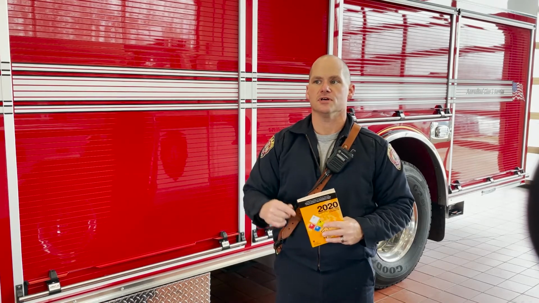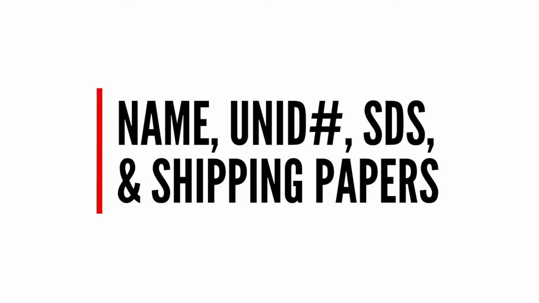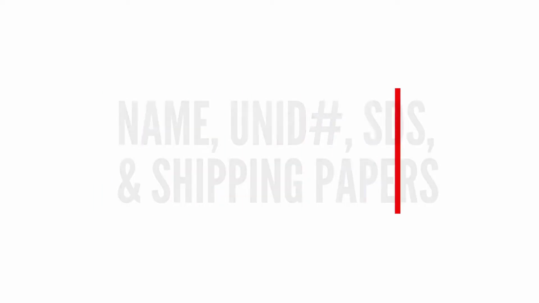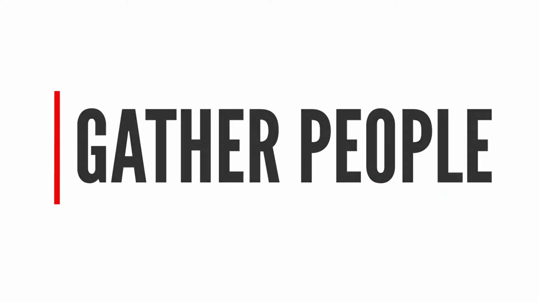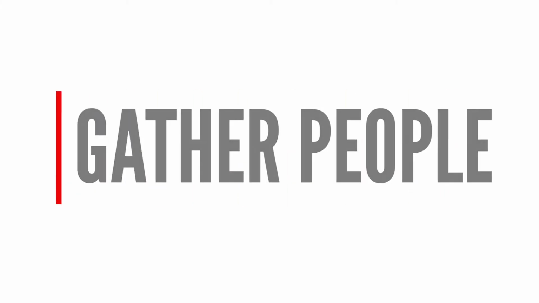So in terms of the information about the product, we want to grab the shipping papers, we want to grab the safety data sheet or the SDS for that product. We want the name of the product. If you can get a UN ID number, that 4-digit number for every chemical, we'd love to have that. But grab as much information as possible about that product itself. And just gather that, because that's going to be our first question when we arrive on scene: what are we dealing with?